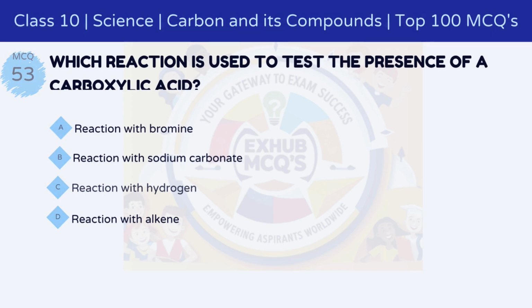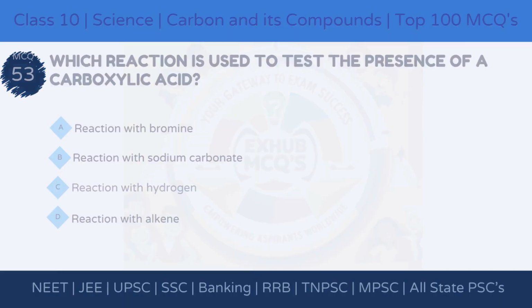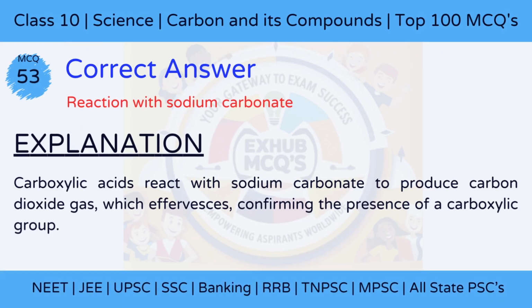MCQ 53. Which reaction is used to test the presence of a carboxylic acid? Option A, reaction with bromine. Option B, reaction with sodium carbonate. Option C, reaction with hydrogen. Option D, reaction with alkene. The correct answer is option B, reaction with sodium carbonate. Explanation. Carboxylic acids react with sodium carbonate to produce carbon dioxide gas, which causes effervescence. This is a key test to identify carboxylic acids.